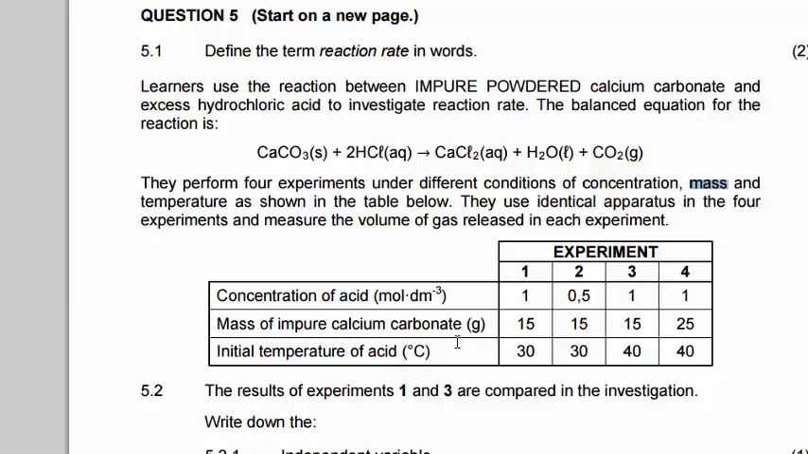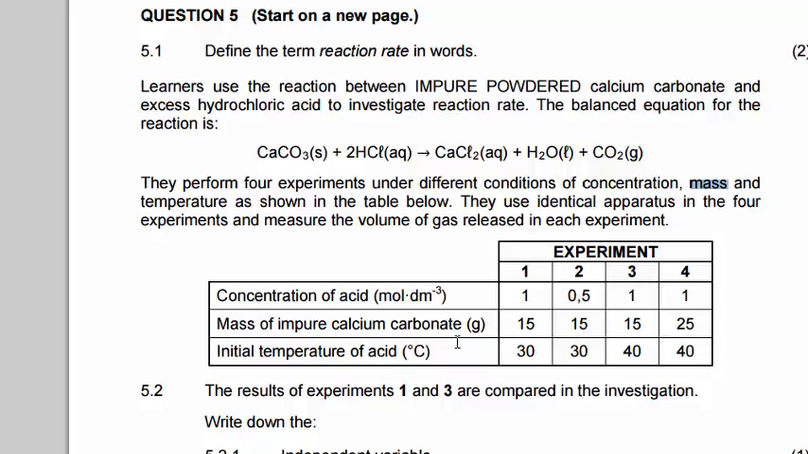They use identical apparatuses in the 4 experiments and measure the volume of the gas released in each experiment. So very similar to the previous one. What are they measuring in the end? They're going to do a very similar experiment. They have a tube connected to a syringe and they measure the amount. But what would be in that syringe? Gas. What gas? Carbon dioxide. That's what they're releasing.